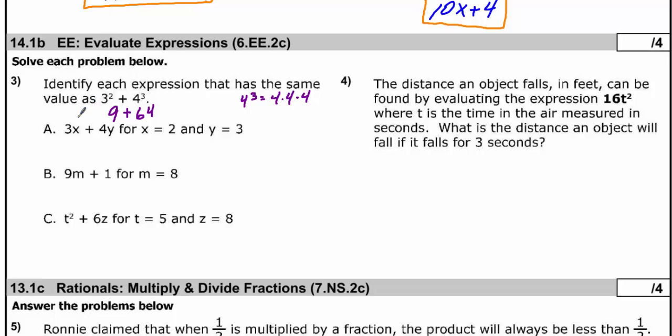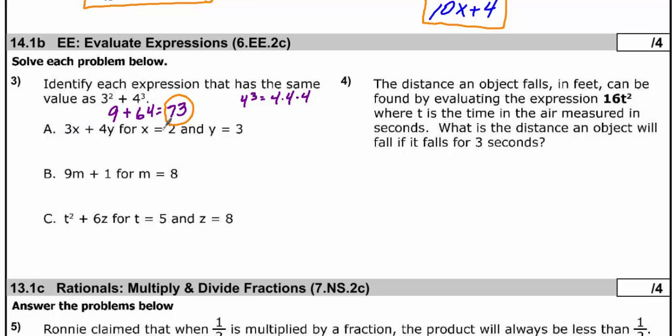So then we go through and we solve each of these. Oh, wait, I didn't finish that, did I? And then 9 plus 64 is 73. So 73 is what I like to call the target number. You're looking for things that equal 73. So we go through and we solve each of these.